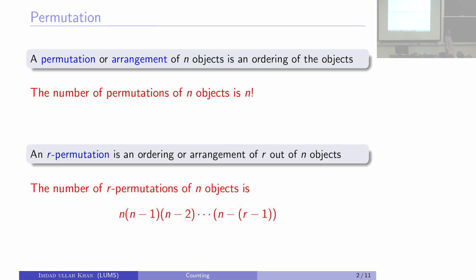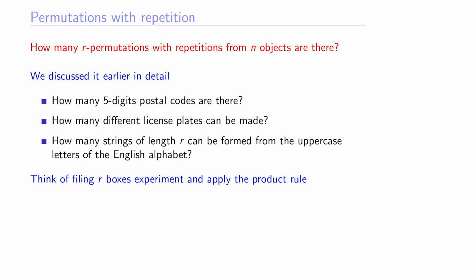The number of permutations of n objects is n factorial. The number of R permutations, which is permuting or arranging R out of these n objects, is called P(n,R), and its value is n factorial divided by n minus R factorial. So how many R permutations are there if I'm allowed to repeat the elements? I choose R elements, and I'm looking at the ordered selections out of it, but I'm allowed to repeat.